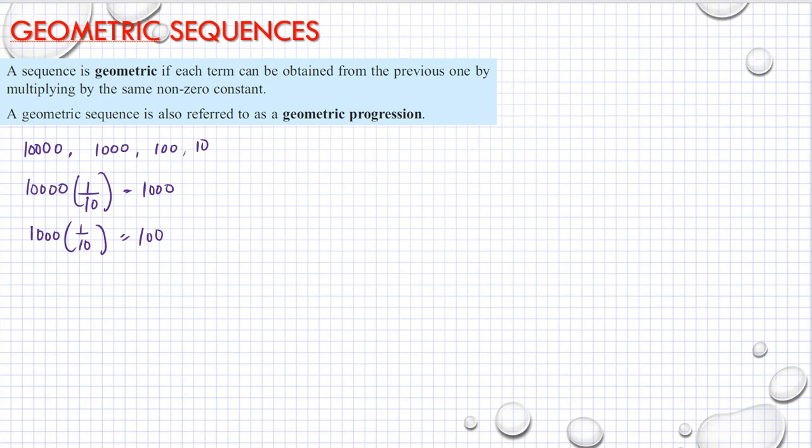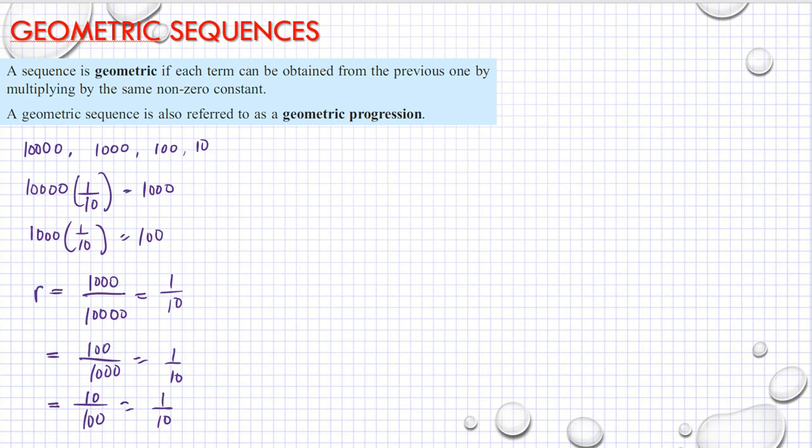Or we can also do this. We can find the ratio r by dividing the second term by the first term. So for example, we have 1,000 divided by 10,000, then we have 1/10. And that should be equal to the result if we divide 100 by 1,000. That is also 1/10. And this is also 1/10 if we divide 10 by 100.